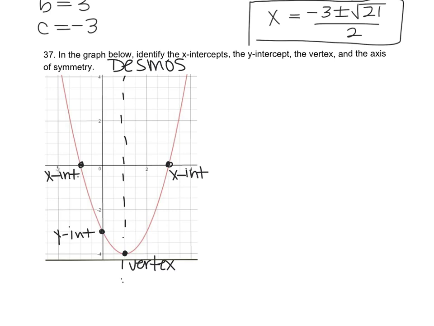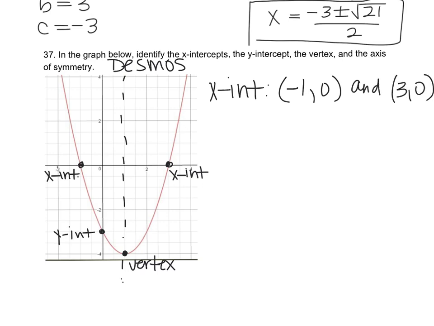So if I go ahead and write all of these as points, my x-intercepts, if I look at my scale, are going to be at (-1, 0) and (3, 0). It's important to look and see how the scale is on your graph so you can figure out if each space represents 1 or a half. The y-intercept is going to be at (0, -3), and it is important that you write these as points.